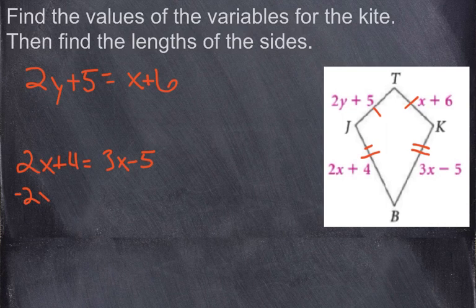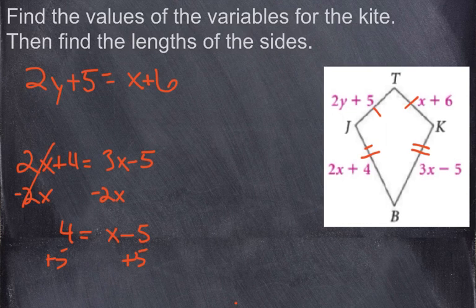So we would subtract 2x, we move that over to cancel that out. So that leaves us with 4 is equal to 1x minus 5. And then we add the 5 over.